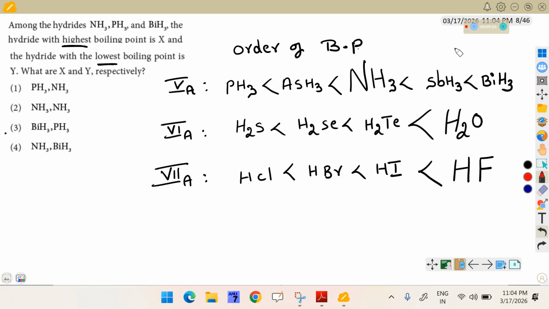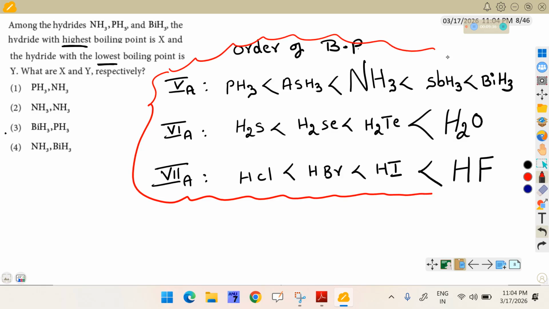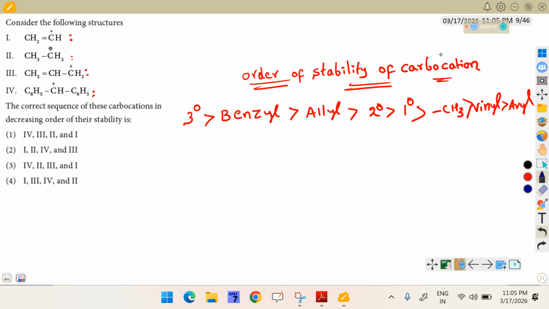Among the hydrides NH3, PH3 and BiH3, the hydride with the highest boiling point is X and the hydride with the lowest boiling point is Y. What is X and Y? I have already given the boiling points of hydrides of 5A group elements, 6A group elements and 7A group elements. In this question, NH3, PH3 and BiH3 are given. The highest boiling point compound is BiH3, the lowest boiling point compound is PH3. So the correct option is the third option.